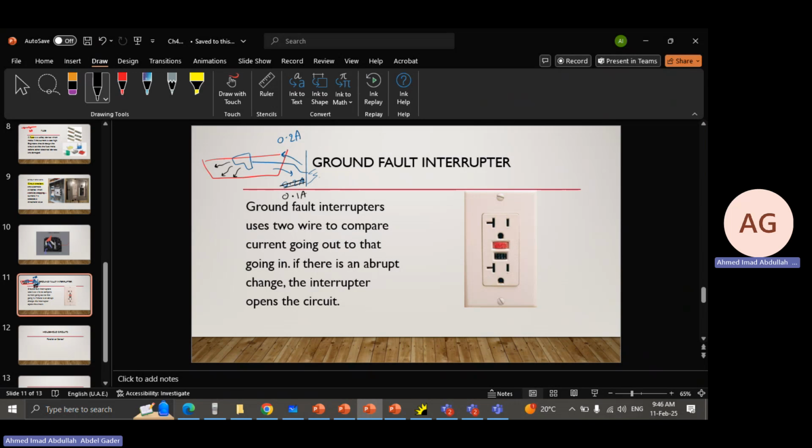What the ground fault interrupter does, it compares the current going out to that going in. If there is a change, like in our example, 0.2 does not equal 0.1, the ground fault interrupter detects this change and opens the circuit.